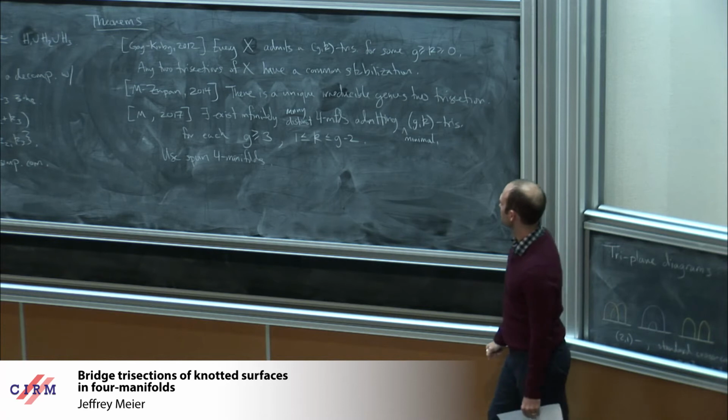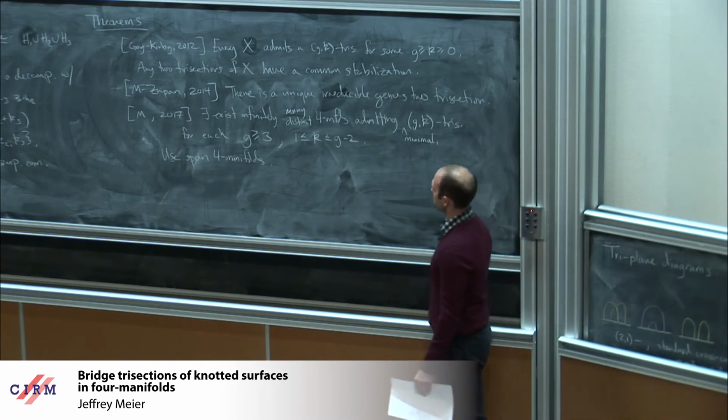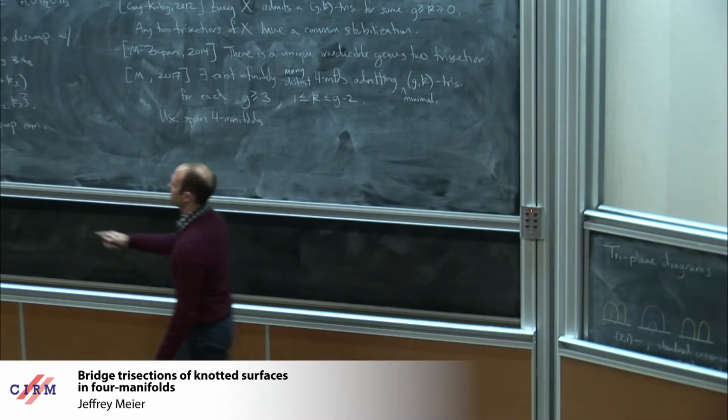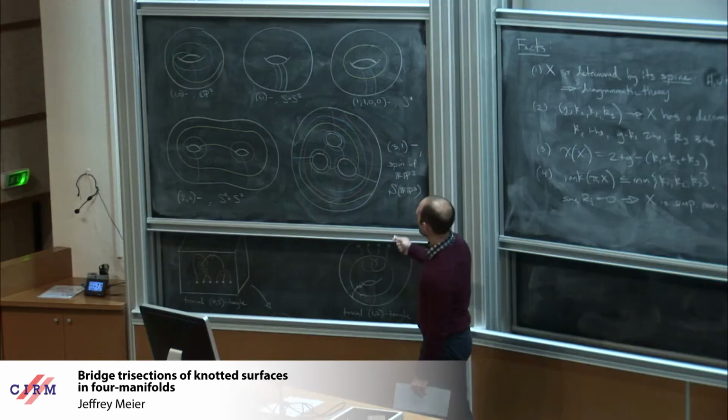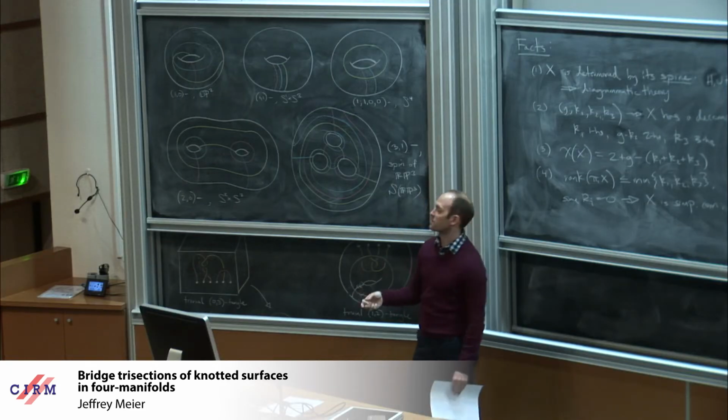Yeah, that makes it a little bit more difficult. So one example of this is this guy right here. This is the spin of RP3, and it admits this nice 3-1 diagram. And you can almost see what the spin of any lens space looks like.